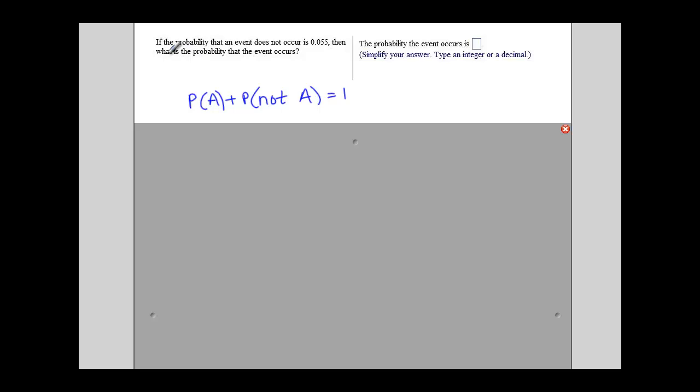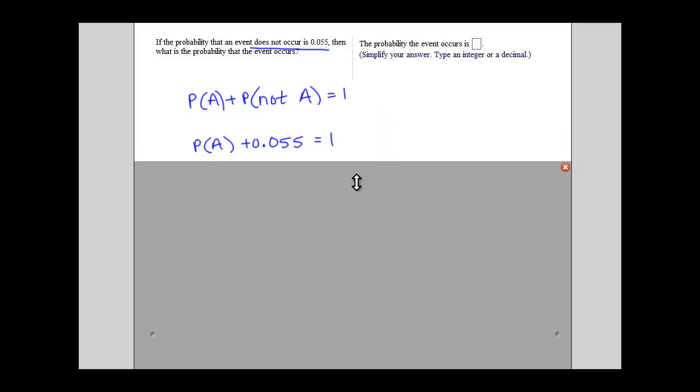In the next problem, we're given that the probability that an event does not occur is 0.055, then what is the probability that the event occurs? And we'll use the fact that the probability of A plus the probability of not being A is equal to 1. We're going to fill in what we know. The probability the event does not occur is 0.055. So the probability of A plus 0.055 would add to be 1.